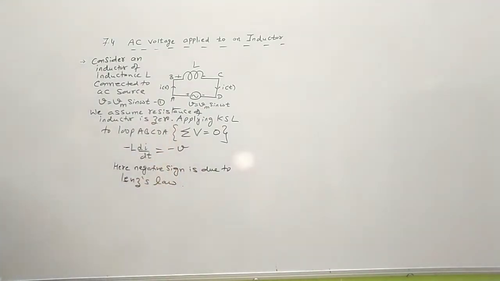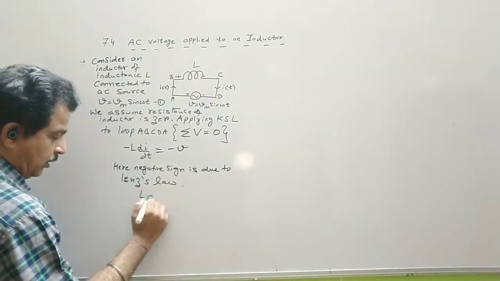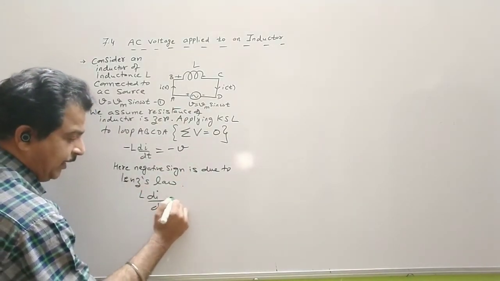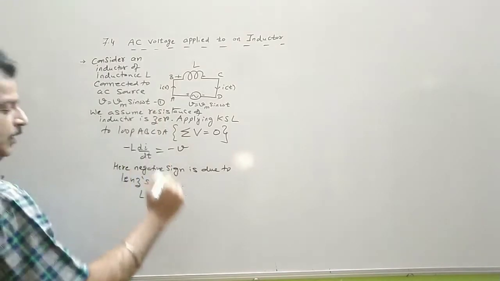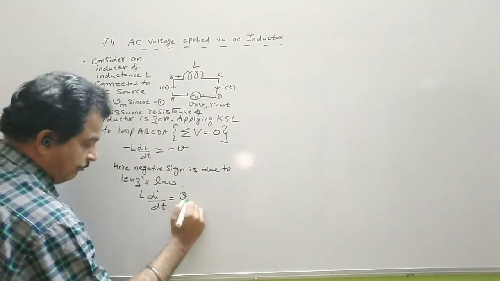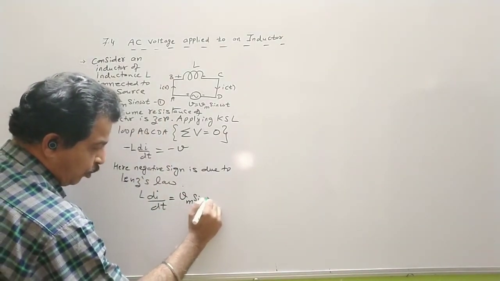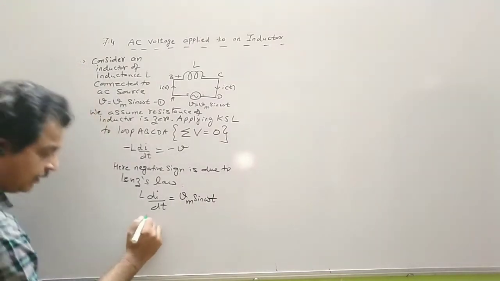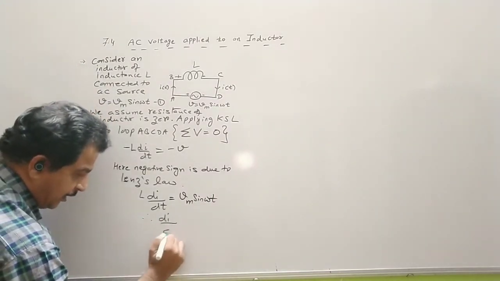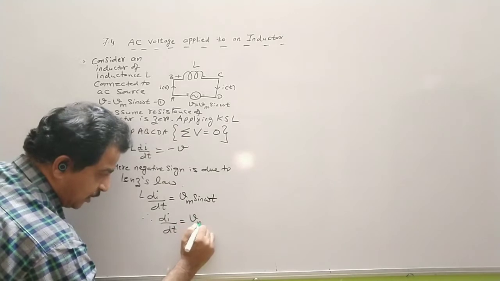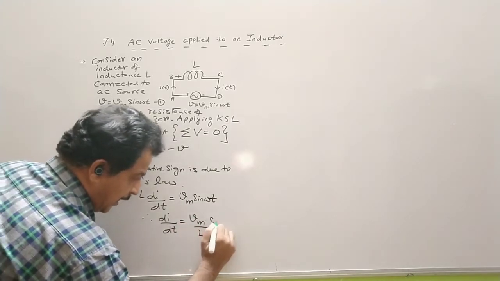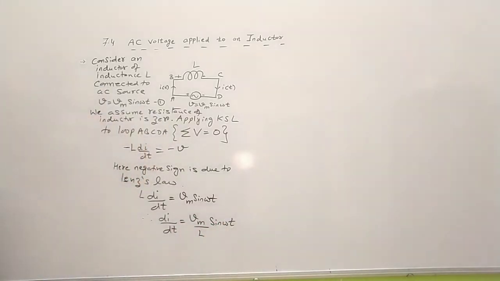So it can be written as minus V. So minus minus is cancelled. So we have L di by dt. We use the equation number 1, that is Vm sine of omega t. Therefore, di upon dt can be written as Vm upon capital L sine of omega t.